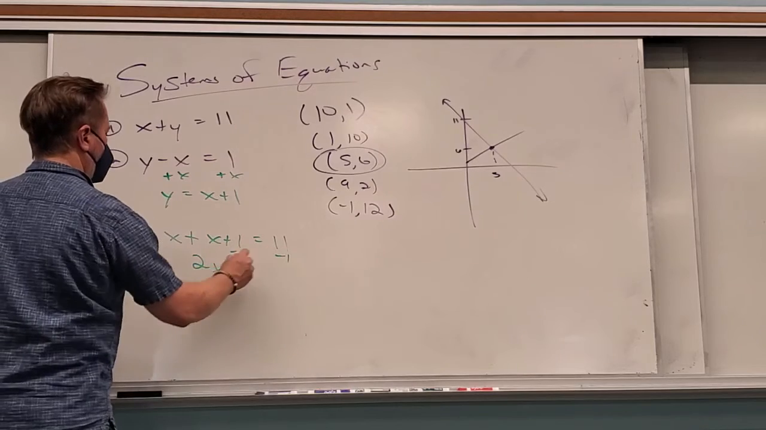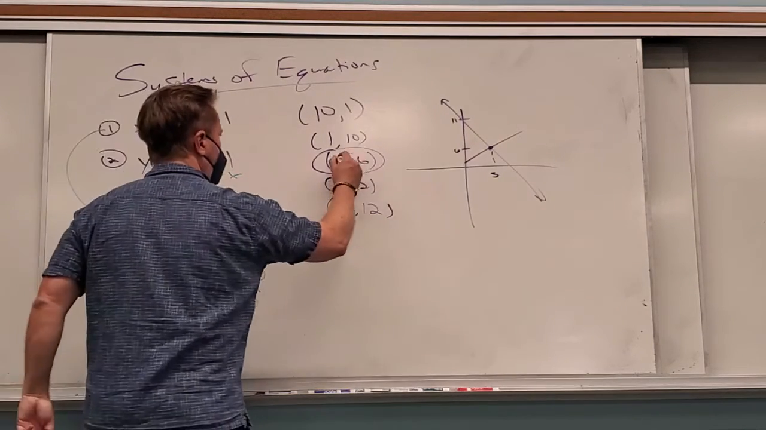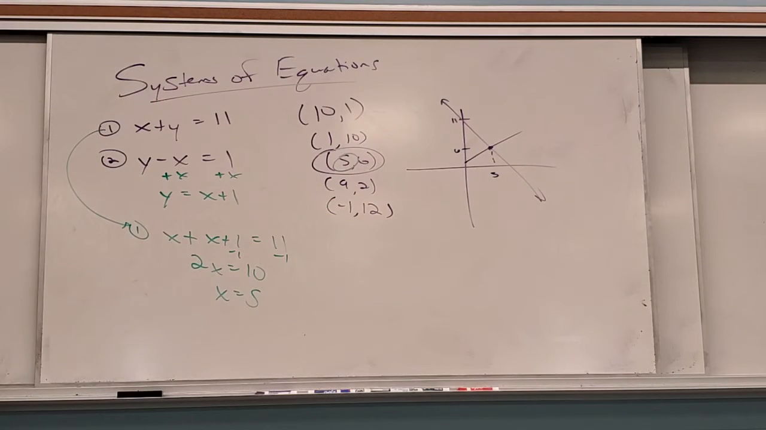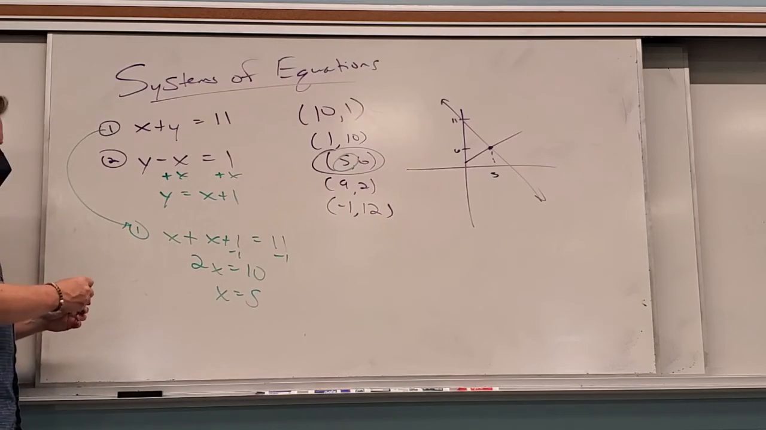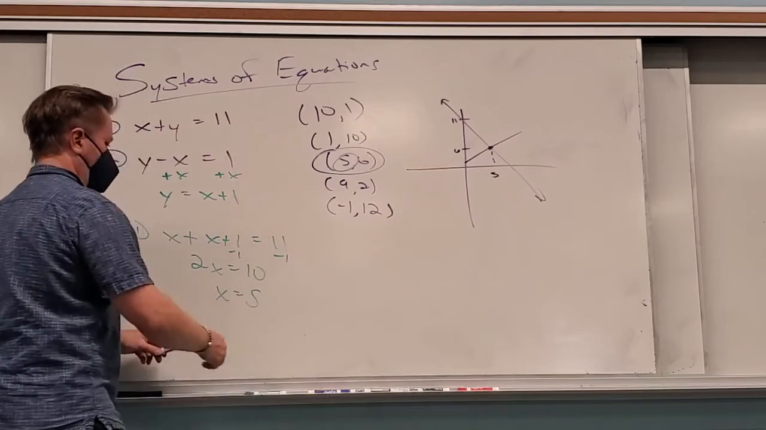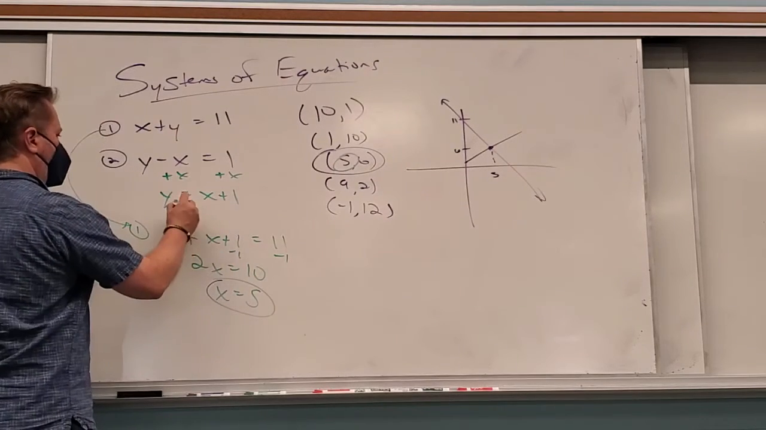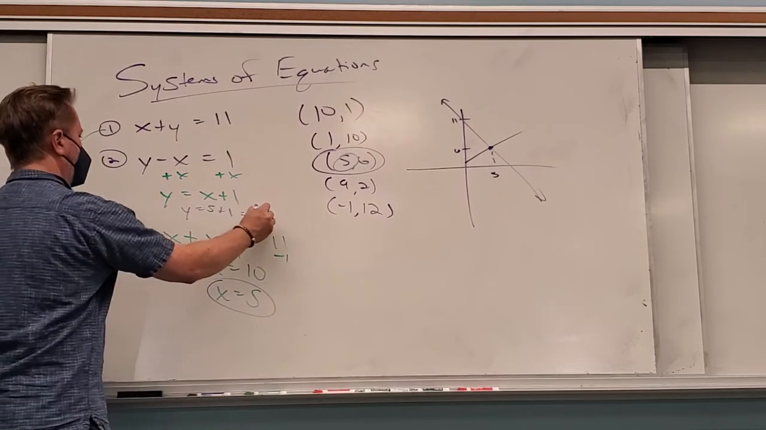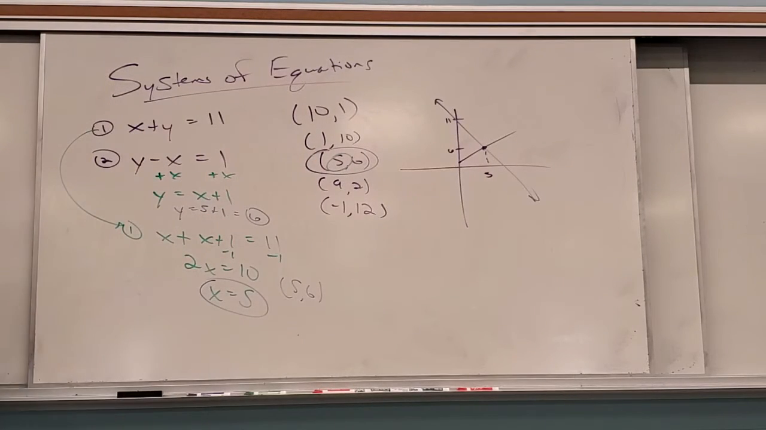2x minus 1 equals 10. x is 5. Of course x is 5. We already knew x was 5. So the algebra better say x is 5. How would I figure out what y is? Isn't y x plus 1? Right? So x is 5. So y is 5 plus 1, which is 6. And of course, we already knew it was 5, 6, right? You guys with me?